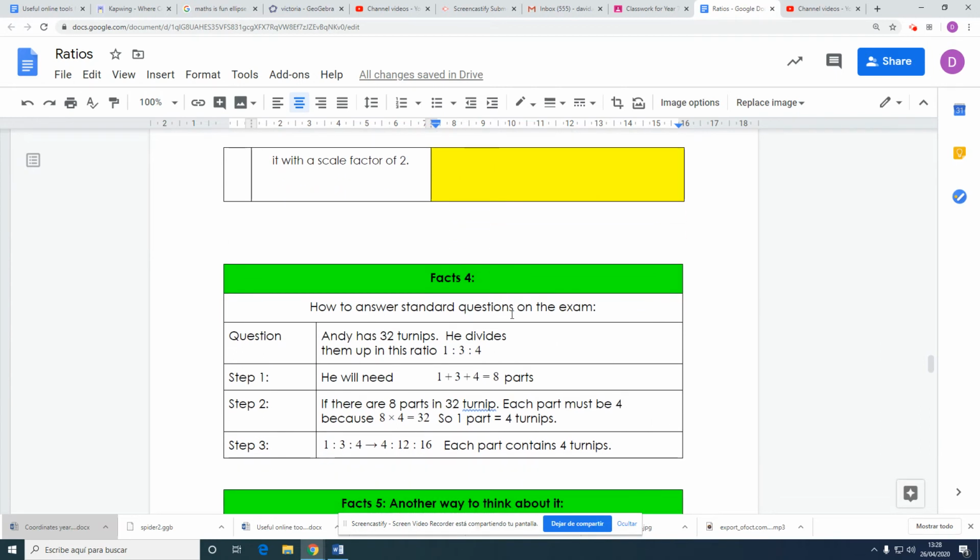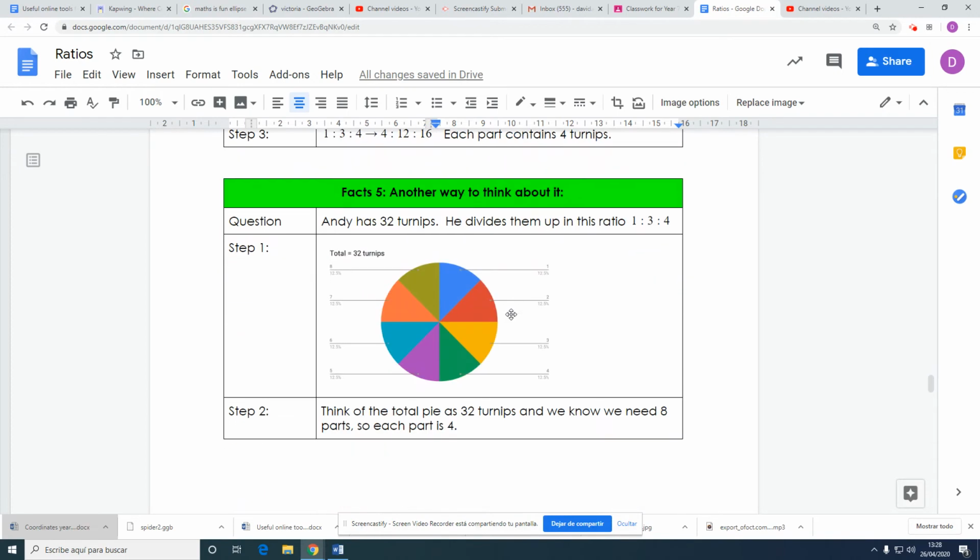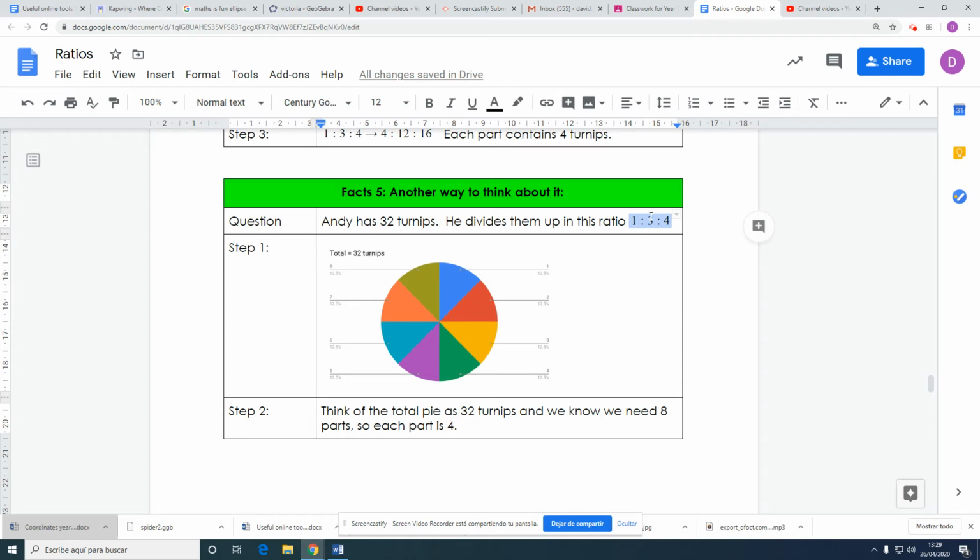Okay, now we're on the more normal exam questions here. I'll just show you how to answer the questions. If you have 32 turnips, draw a circle. How big is that circle? 32. If you want to divide them in this ratio 1 to 3 to 4, well, 1 plus 3 is 4, 4 plus 4 is 8.